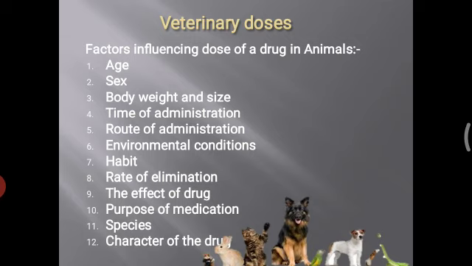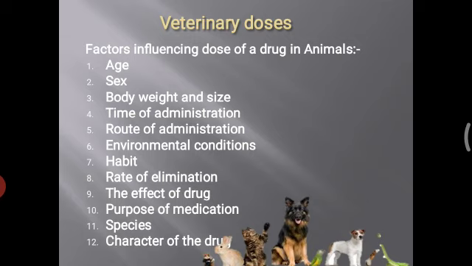Then next factor is environmental conditions. The atmospheric moisture and temperature have a great influence on the tissue of the animals. In rainy season when the climate is quite humid and hot, less dose is required than in winter when climate is dry and cold. This is the environmental conditions.